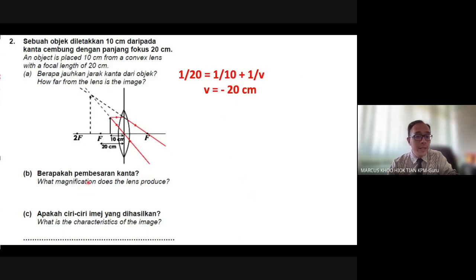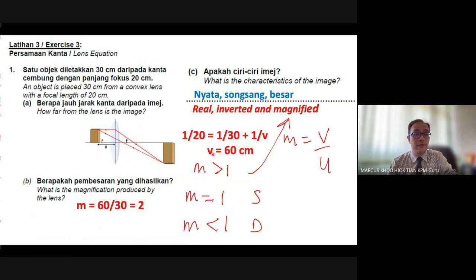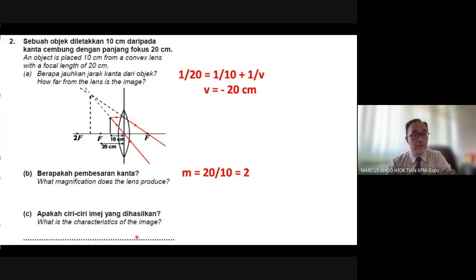Okay, when you calculate the magnification, however, no need to use the negative. The image distance is 20, object distance is 10. So 20 divided by 10 will give you 2 times. 2 means that it will be bigger. As we said just now, if the m is bigger than 1, then it will be a magnified image. So what is our characteristic? Since v is negative, it will be virtual.